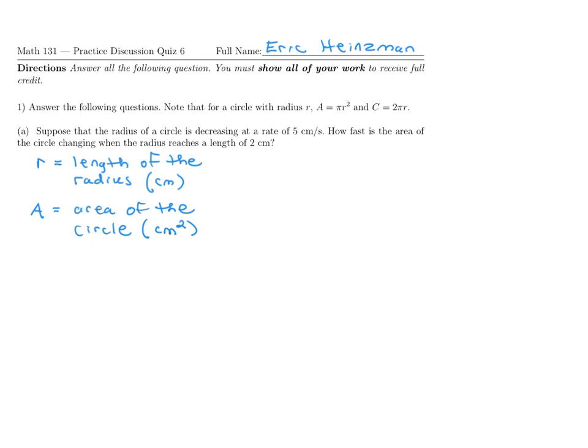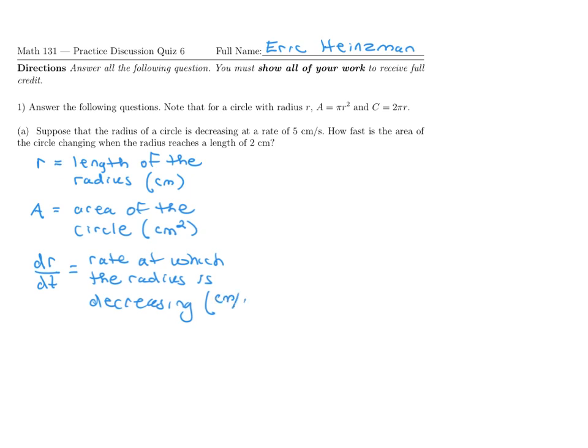Since I've defined my variables, I'm going to also write down, what is dr dt? And also we'll figure out what is dA dt. dr dt is the rate at which the radius is, in this case, decreasing. And the units on this are going to be centimeters per second. In fact, this number is stated within the problem. It's 5 centimeters per second. The decreasing means it'll be a negative value. So I'm going to note that dr dt is actually equal to -5.